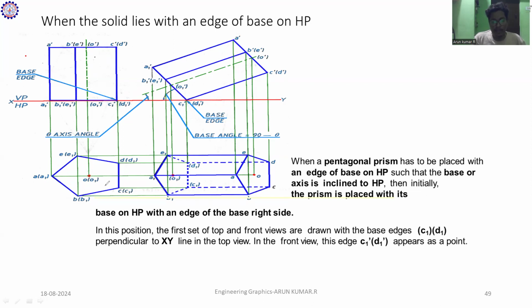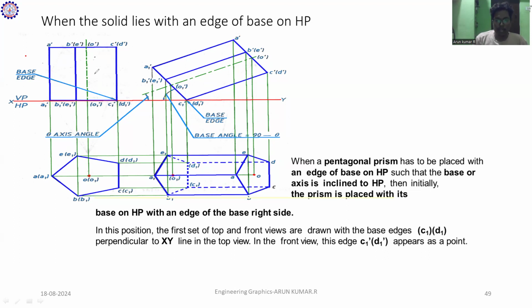Here the height is 35 and the base length is 75. This is the only data to calculate for drawing the front and top view only, not for the third view and the fourth view of this problem. So let's consider there is an inclination to HP here. Based on the inclination to HP, they give a certain angle value, like 30 degrees or 45 degrees.